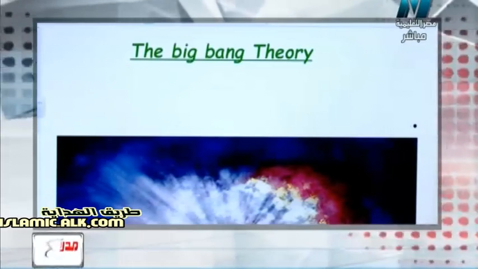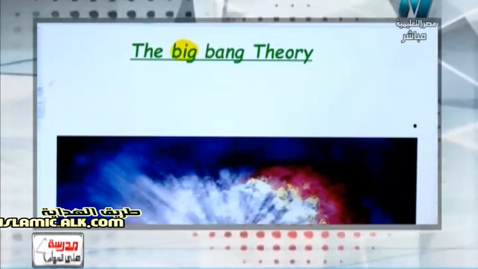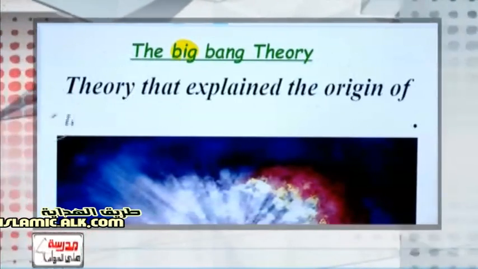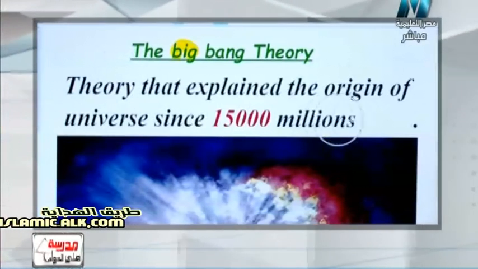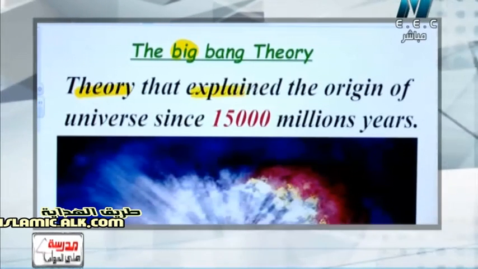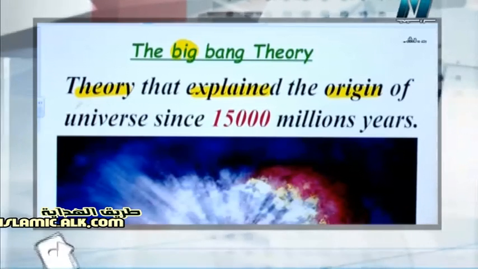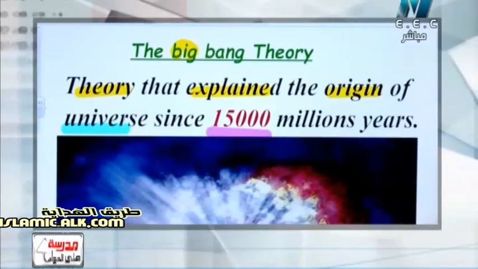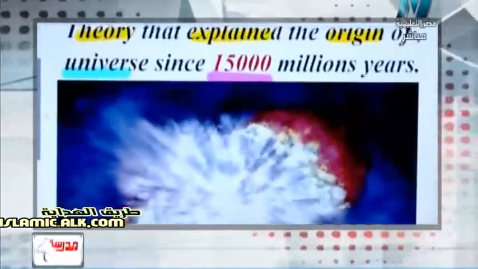As we see, what does the Big Bang Theory mean? It is a theory that explains the origin of the universe. Pay attention to this number: since 15,000 million years. So here I say the theory explains the origin of the universe since 15,000 million years, as a huge explosion, as we see here. We explain the Big Bang theory depending on a few points, number 1, number 2, number 3, till number 8 or number 9.